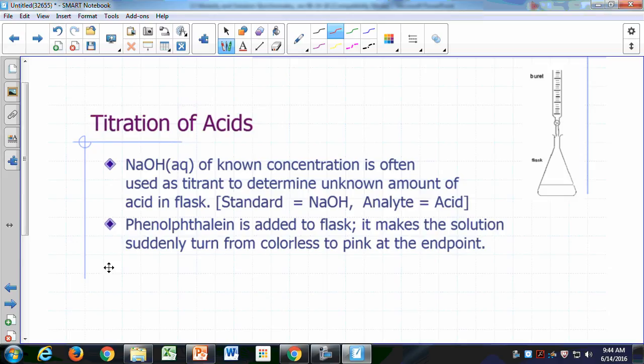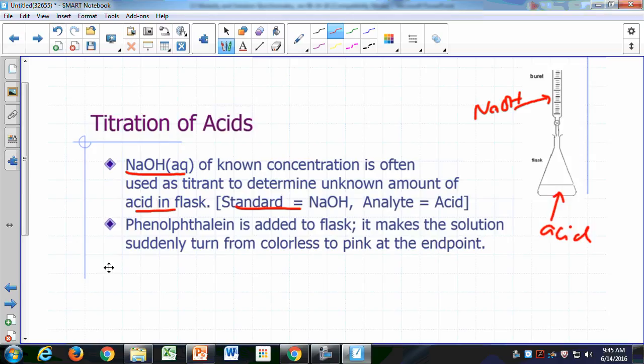In the titration of acids, you want to determine an unknown amount of acid in a flask, and typically what you use is sodium hydroxide as your standard. And so in a typical setup, you would put your sodium hydroxide, your standard, here in your burette, so it will be your titrant. And your acid would be down here.